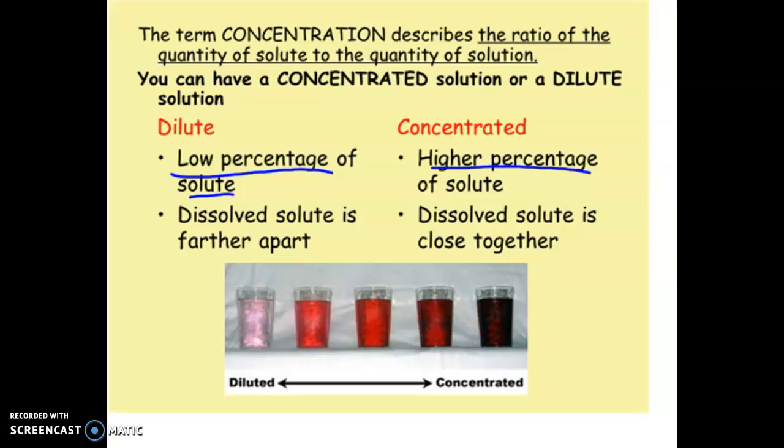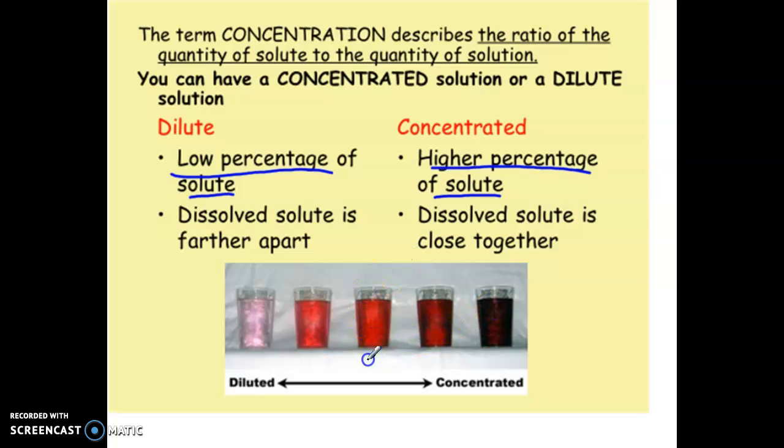A concentrated solution means we have a high amount of solute. So if you look at the picture down here, this is a nice way of looking at this. This is an example of food coloring that is dissolved in water. Actually, the food coloring is a liquid, so this is a liquid dissolved in a liquid.